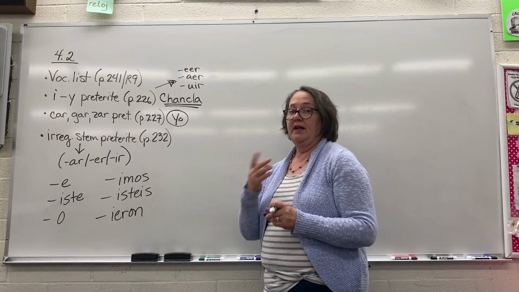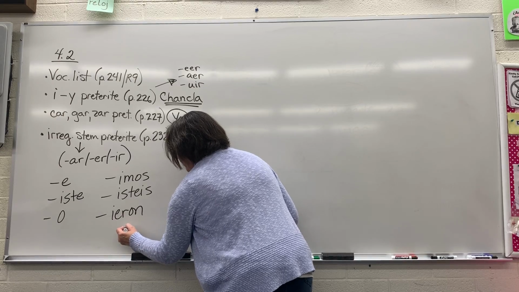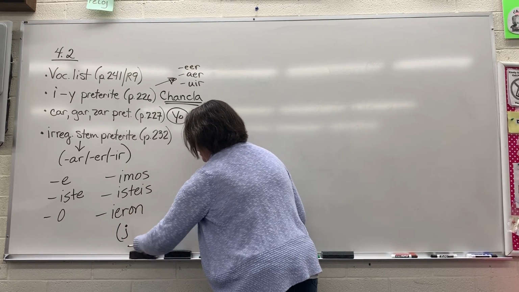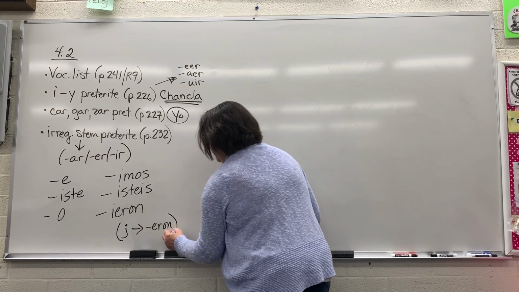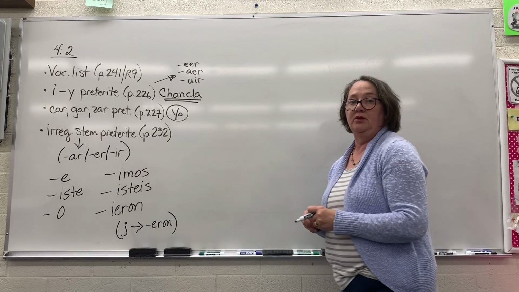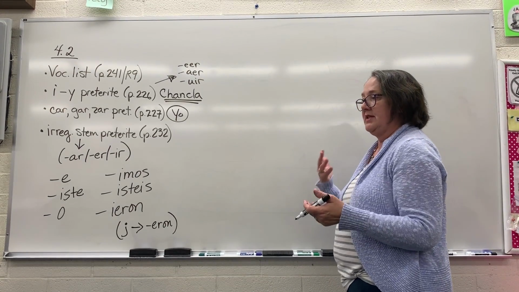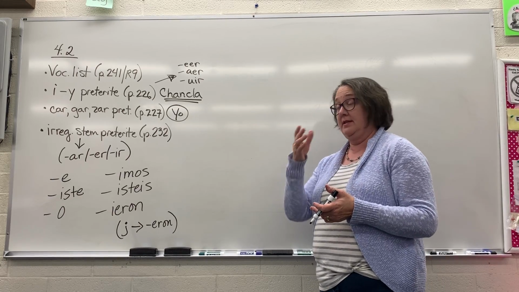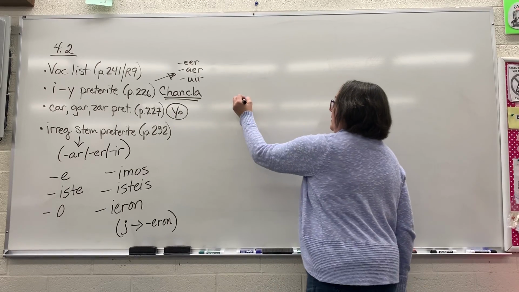We also talked about how some of them, if they have a J in their stem, then it will be eron instead of ieron. And I'll do a couple for you on that one. Okay, so for these, we're just adding a few little verbs, and you can find them on your list, in your vocab list, as well as on page 232. But for example, if we have querer.